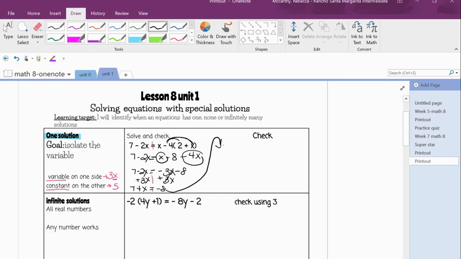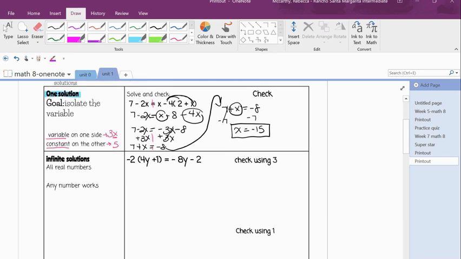I run out of room, so I'm going to rewrite it over here. I'm going to solve for x, so now I'm going to move my constant to the other side. Now all my variables are on the left, and my constants are on the right. So here I have my one solution. We're not going to check because of time, so I'm going to move on to the next step.